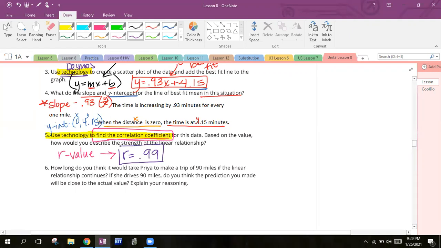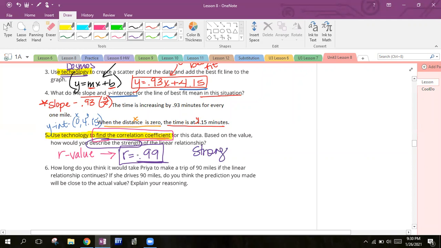So we learned in lesson 7 that the closer this number is to +1 or -1, the stronger the correlation of your line of best fit and its data. So based on the fact that it's 0.99, how would you describe the strength of it? I would say it's strong as opposed to being weak.